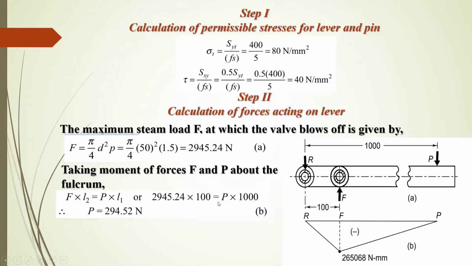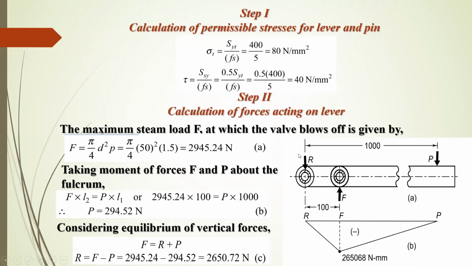Here 2945 multiplied by 100 is equal to P into 1000. So this is nothing but P. We calculated the dead weight required as 294.52 Newton, right? And the third is to calculate the reaction at the fulcrum. So the reaction at the fulcrum can be calculated by considering equilibrium of all vertical forces.